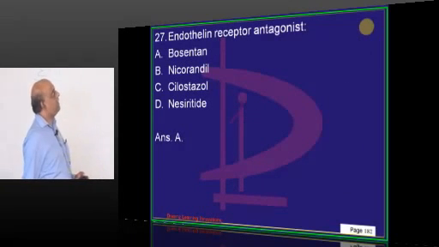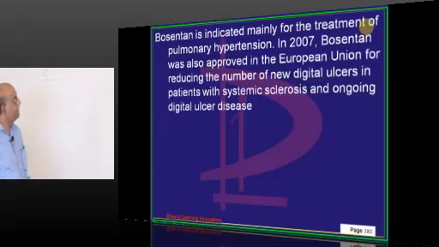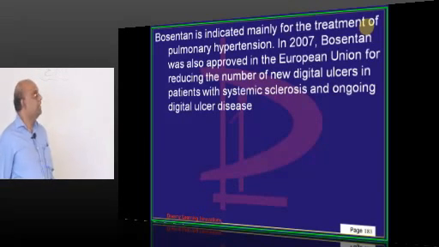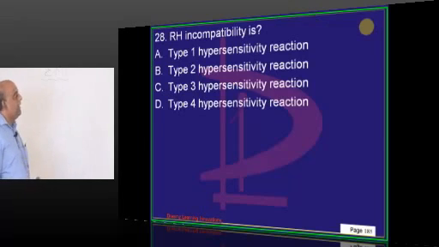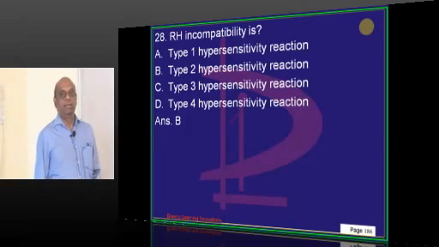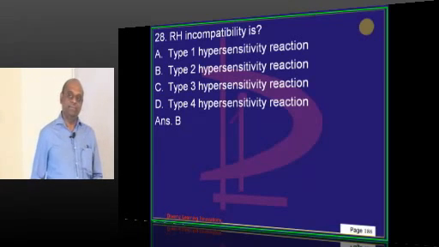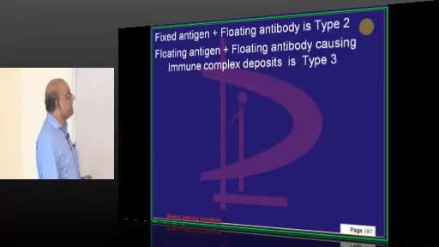Endothelin receptor antagonist will be bosentan. Whenever a patient has pulmonary hypertension, the problem is at the level of endothelin, excessive pulmonary vasoconstriction. So we use bosentan. RH incompatibility is an antibody which is going and attacking a fixed antigen, hence type 2 hypersensitivity.